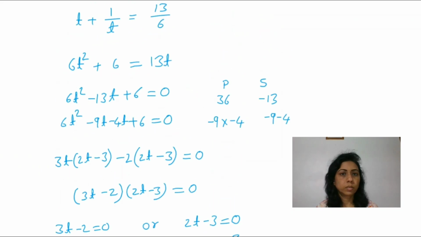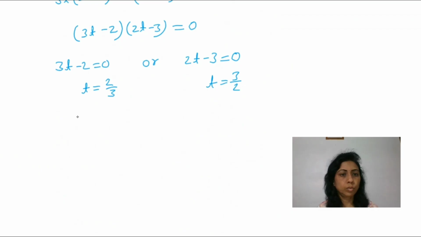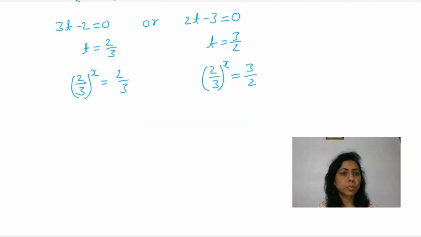Okay, and the t value is (2/3)^x. (2/3)^x = 3/2. So here the bases are the same, 2/3 and 2/3. Here x power and here nothing, it means power 1. So x = 1.